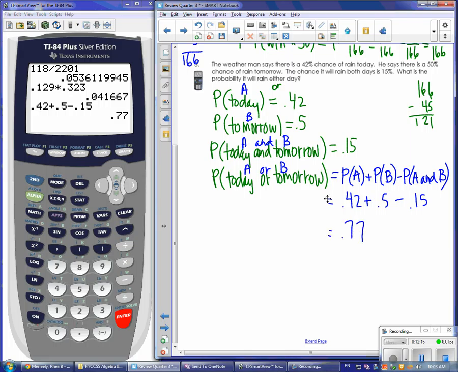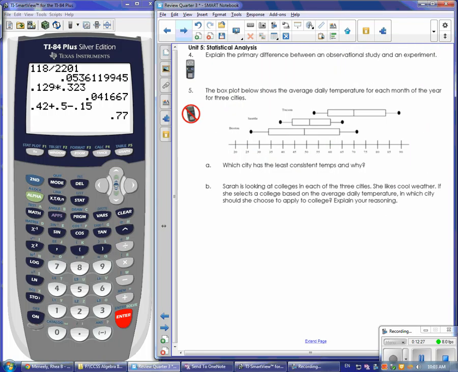Okay, I think that's the best way to do this problem. You could set it up with Venn diagrams, but I'm afraid if I show you 2 different methods, it'll just be more confusing. This rule is written on the wall, so you can use that rule to solve this problem. Okay, that brings us to our next unit on statistical analysis.